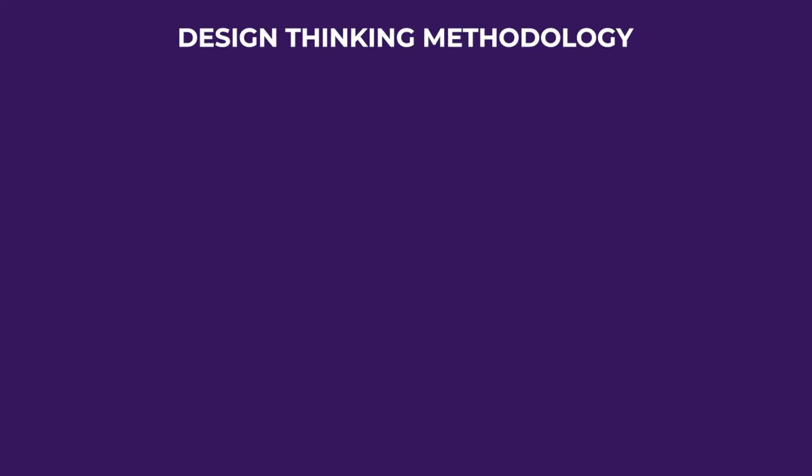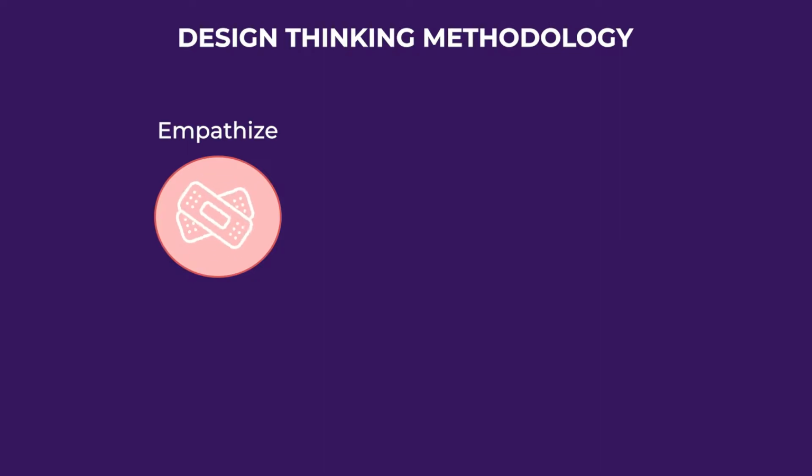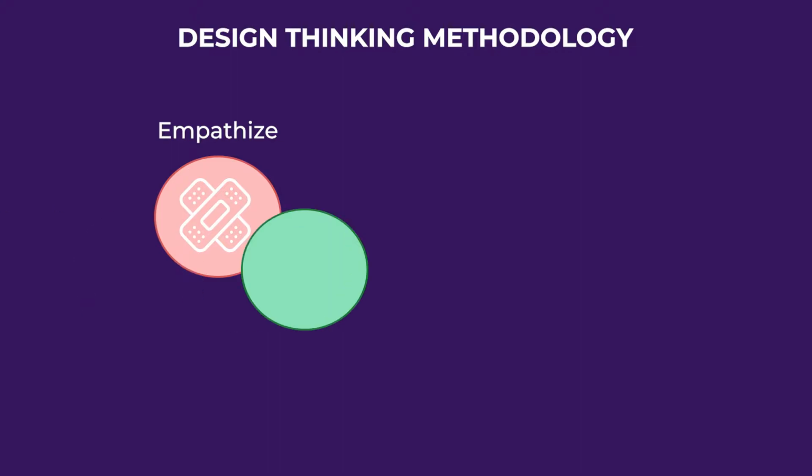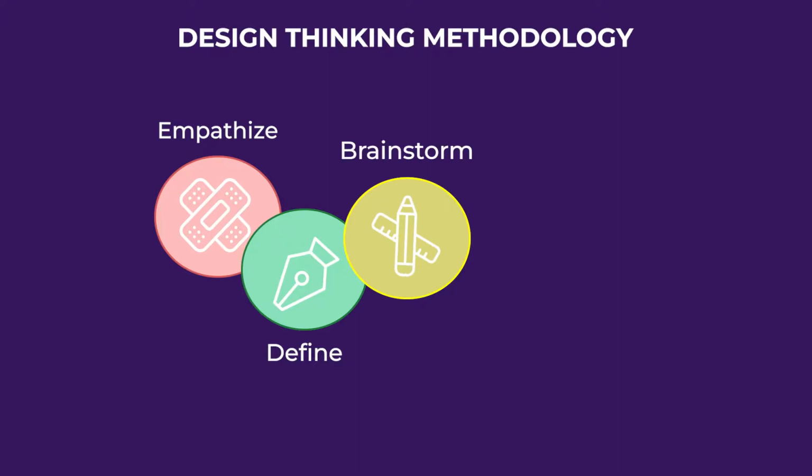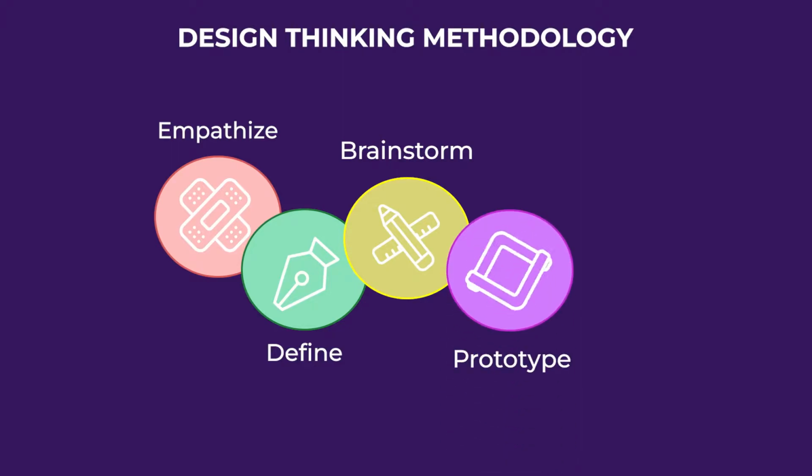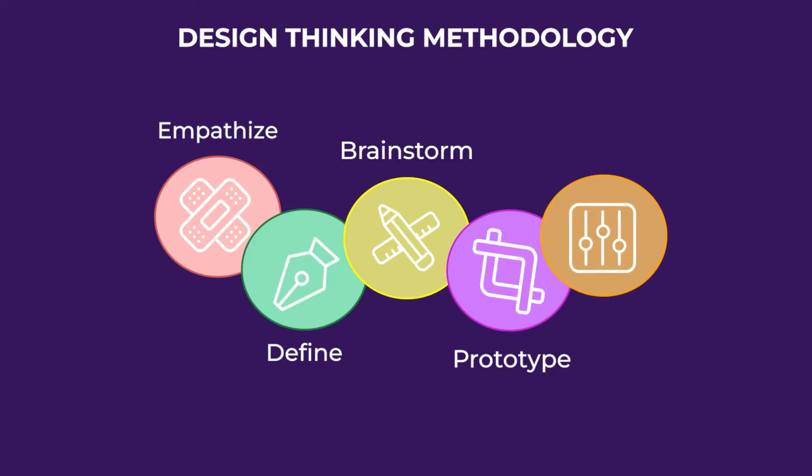First step, you have to put yourself in the shoes of your end users. You need to understand their pain points and expectations. Then you define the problem to solve. And you go to the third step, which is brainstorming. You need here to extract from your core team the best ideas to solve your problem. Then you prototype it, and finally, you test it with your end users.